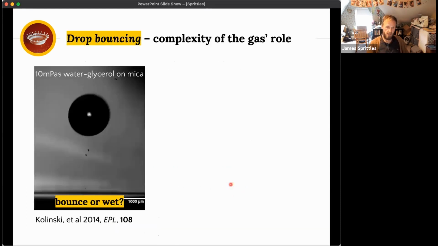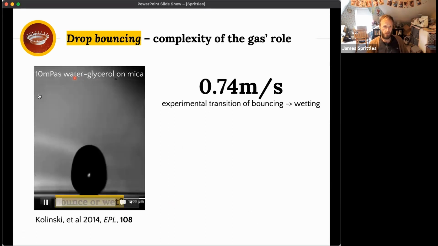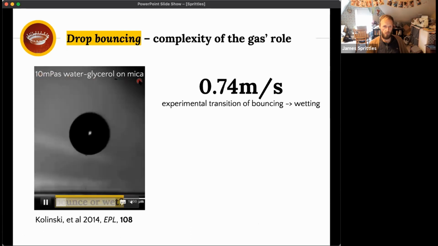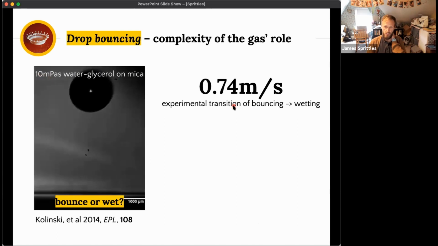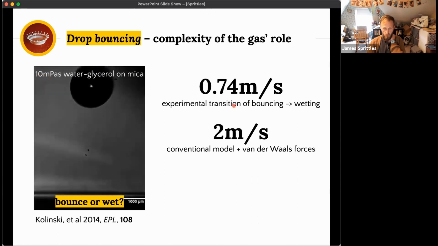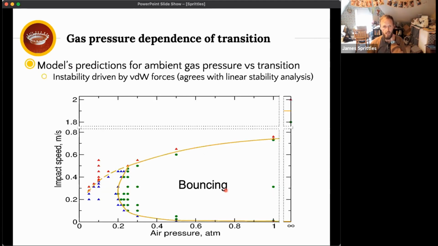So just to summarize, this is the drop bouncing phenomenon I showed you earlier. It's a water glycerol mixture, 10 times more viscous than water. The experimental transition is 0.74, conventional model 2, and our new model is 0.73. What's nice is that we can now make new predictions. So we can essentially do virtual experiments with our simulations. And the virtual experiment we did was to think about what happens if we put this experiment in a vacuum chamber, which had never been done before.